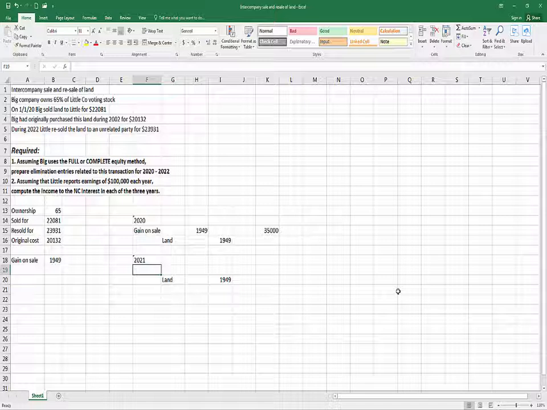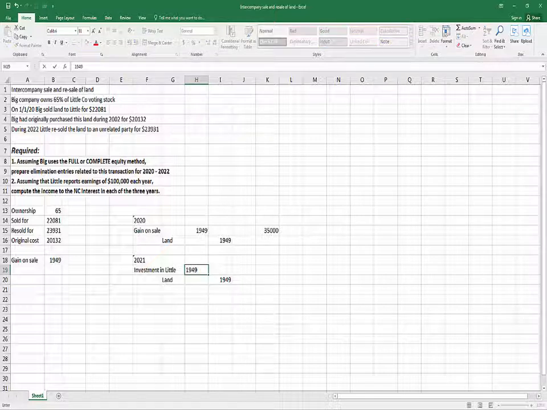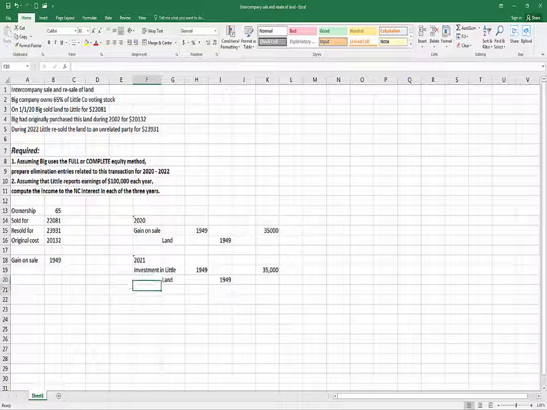The second question is, is the parent using the full or the partial equity method? In this case, we assume that Big is using the full equity method, which means that when we carry that forward, we're going to go ahead and debit the investment in Little. And again, the income to the non-controlling interest, another $35,000.